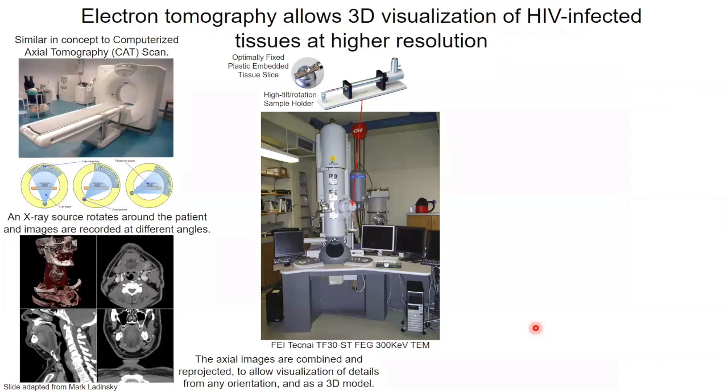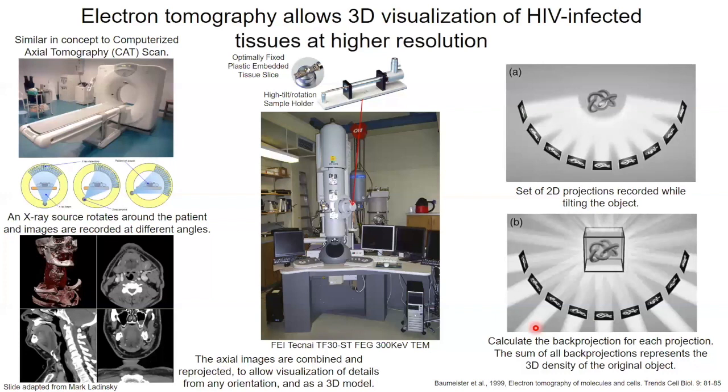And then what we can do is take all of these, and when we sum all of these, we gain back the original density of the object that's contained within these slices of plastic that contain samples that are stained for electron microscopy. And also, the other great thing is that we get 3D information, which also enhances our resolution quite a bit.